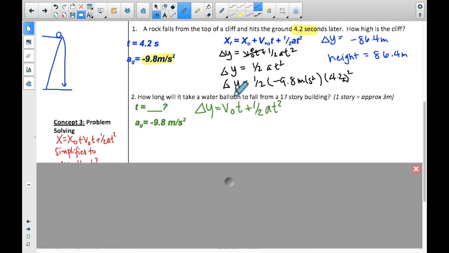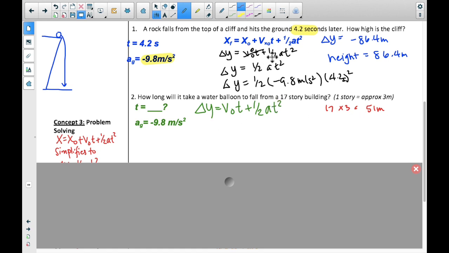Okay, how long will it take a water balloon to fall from a 17-story building? One story is approximately 3 meters. So let's take a second. If it's 17 stories and 3 meters per story, that's about 51 meters. So that is the height that we're dealing with, 51 meters.